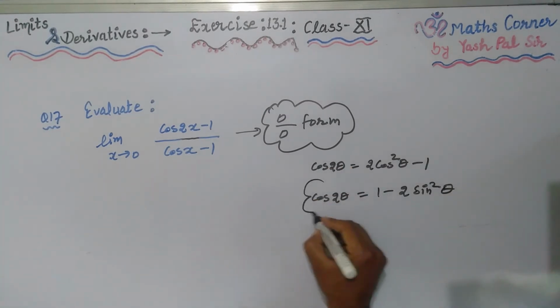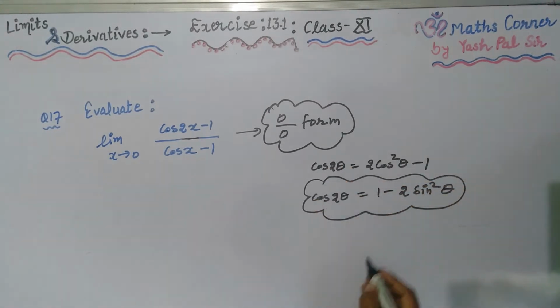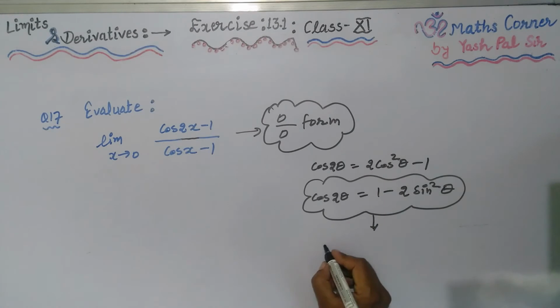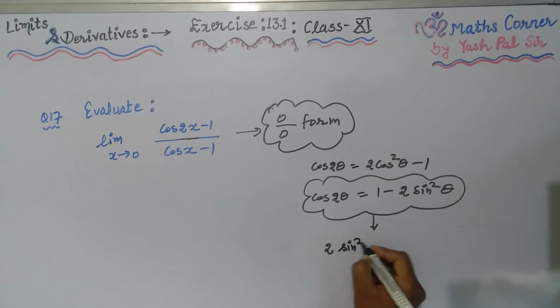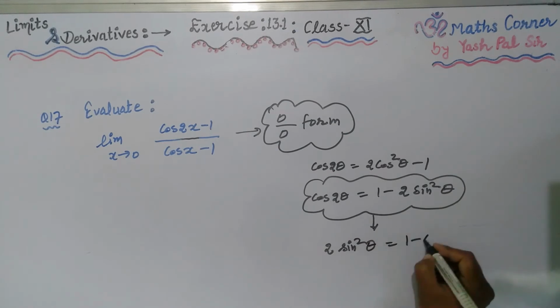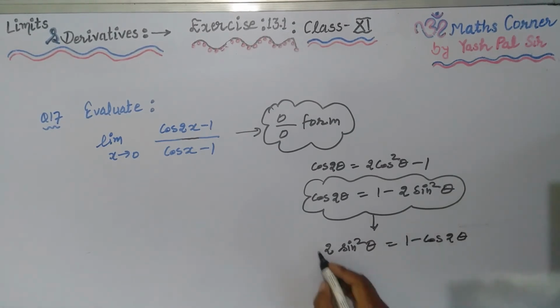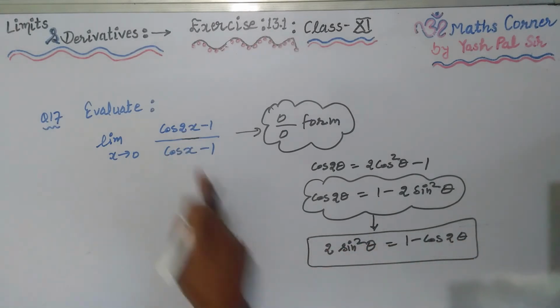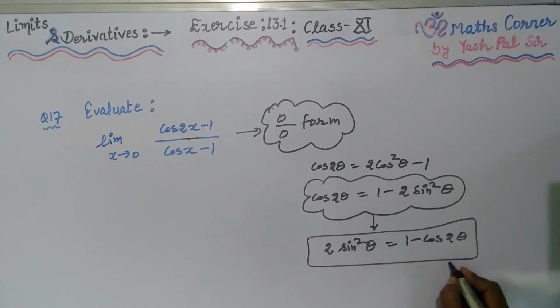So out of these two, I get this second one. From here, taking 2 sine square theta to the left hand side, this becomes 1 minus cos of 2 theta, right? Now from this, first of all, in place of 2 theta we put x. So 1 minus cos 2x, we can write this as 2 sine square of x, right?